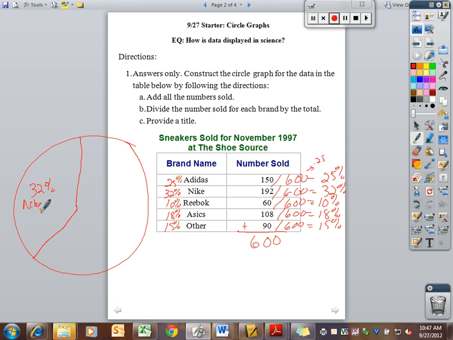Later, you guys are going to be doing these on Excel. But right now, we're just doing it manually. Now, the next one, Adidas. We have 25%. Adidas. And then we have Reebok of 10%, so it's about there.